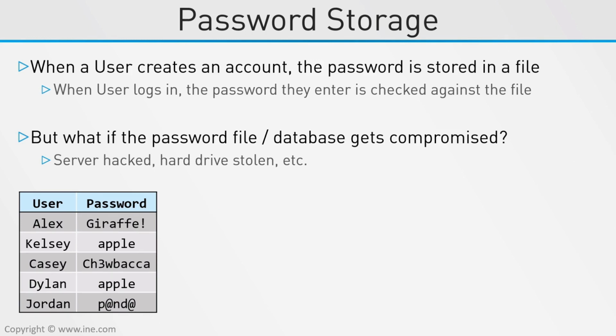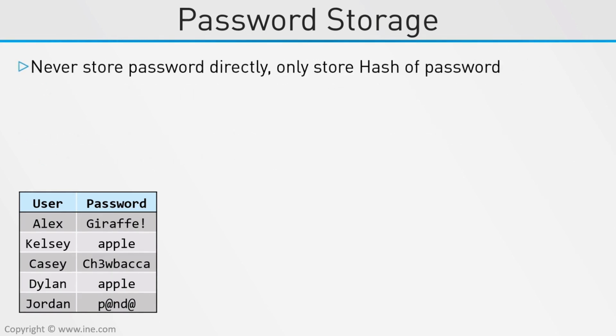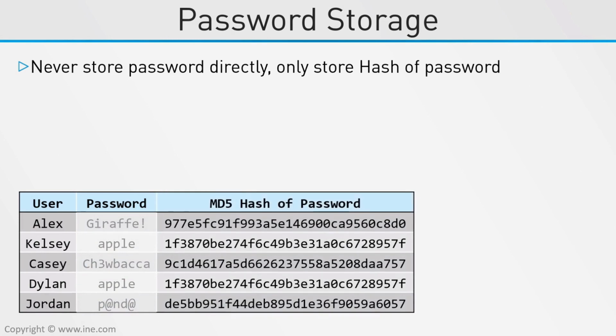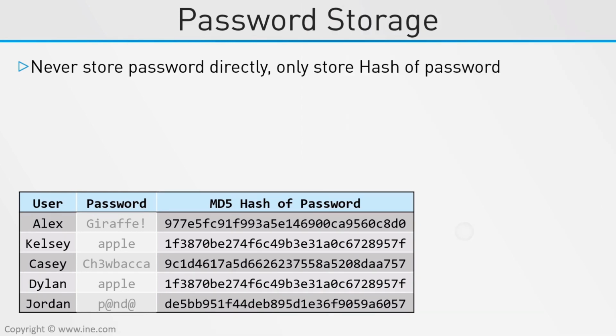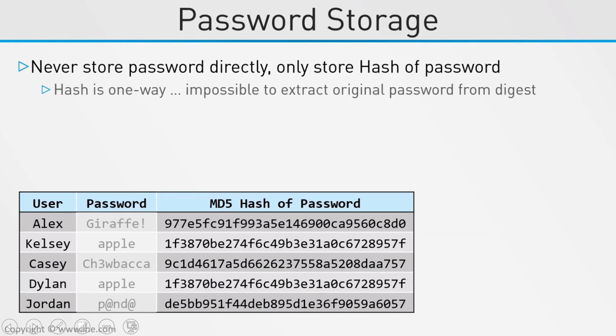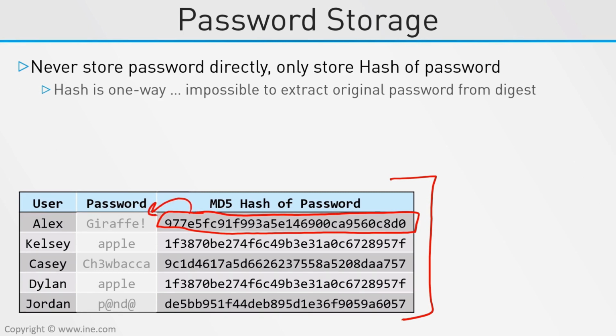So the first rule of password storage is you should never store a password directly. You should instead only store a hash of a particular password. So instead of storing giraffe!, what I'll do for Alex is, using a hashing algorithm, only store the resulting digest of Alex's password. You could do this the same for every single one of your users. What this does is that it takes advantage of the fact that a hash is one way. If someone compromises this file, all they're going to have is a digest of the user's password, and it's impossible to take this digest and reverse engineer it back into the original password, the original word. That's one of the tenets of a hashing algorithm.